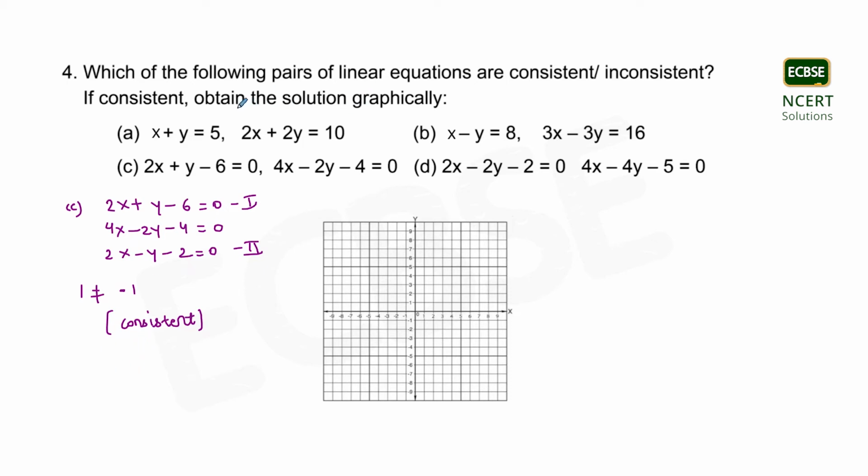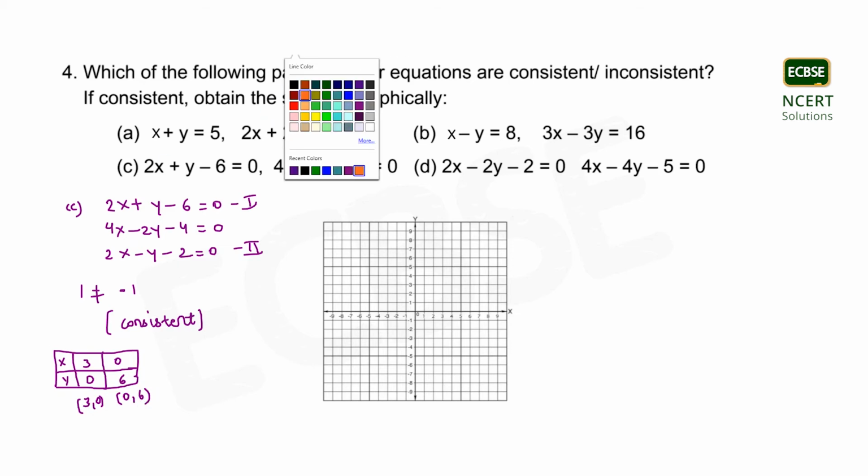So the next step is, as we have proved these linear equations to be consistent, we need to obtain the solution over the graph. For the graph, we will draw the tables for linear equations 1 and 2 separately. Drawing the table for the first linear equation, if we let the value of x be 3, the value of y comes out to be 0. And if we suppose x to be 0, then putting this value of x in equation first, the value of y comes out to be 6. Means the 2 points obtained from the table are 3, 0 and 0, 6.